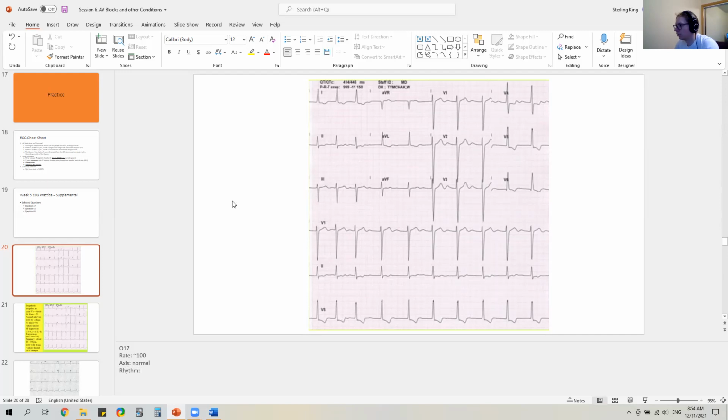Rhythm, I'm already thinking AFib because of the rate. It's kind of weird. Yeah, and this is looking like a wavy baseline. Wavy, yeah, it's a wavy baseline. So we're going to go with AFib. Intervals, PR doesn't look like it has an interval, especially if it's AFib. So no PR. QRS looks normal. Nice and narrow, spiky. T waves, that looks normal.